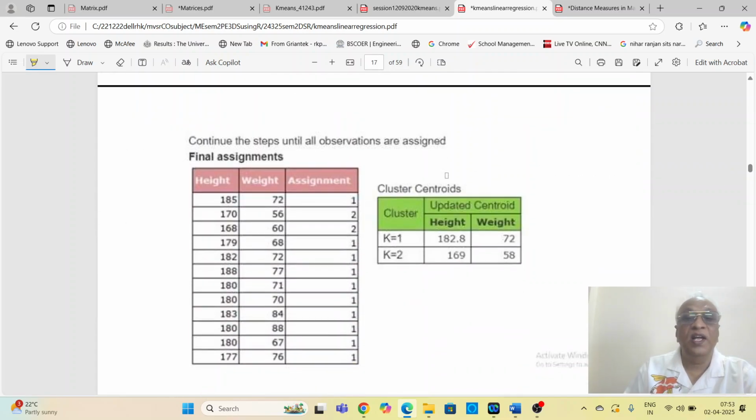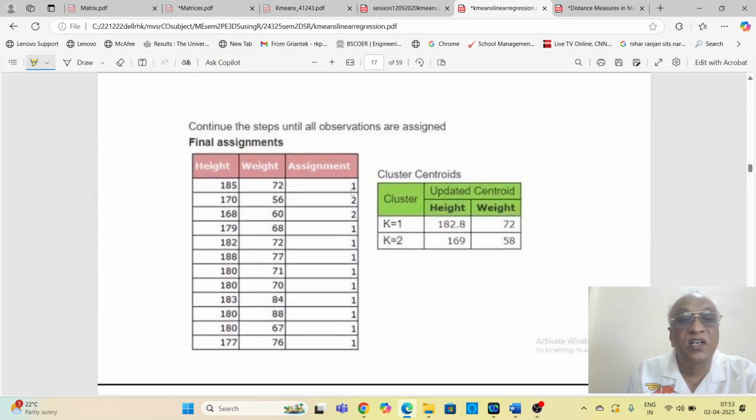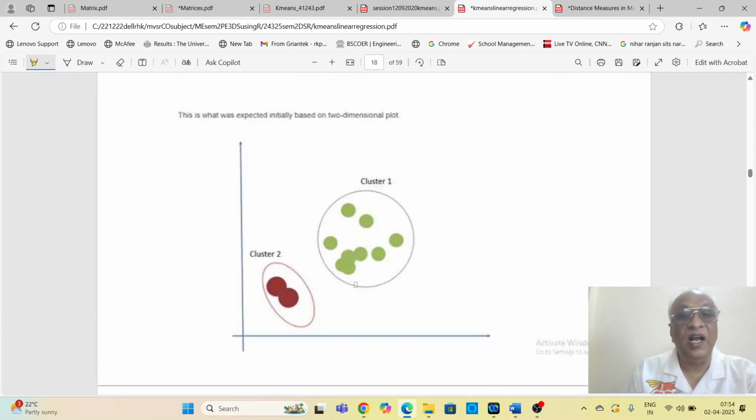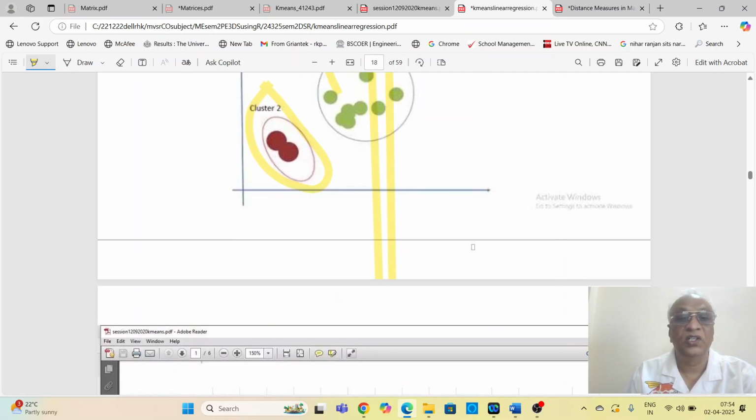So you can see the assignment of this data point 179 and 68 is to cluster 1. Like that, for all the rest of the data points, I will be checking which cluster each data point belongs to. For example, 179 and 68 is assigned to cluster 1, 168 and 60 is assigned to cluster 2, like that. And when I plot the data points, I am getting cluster 2 here and cluster 1 here, right?